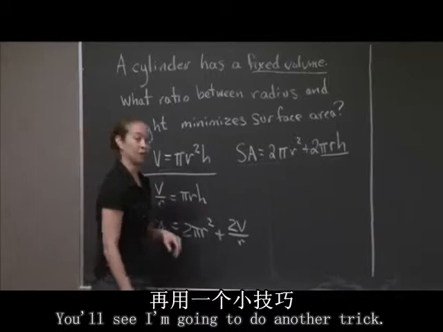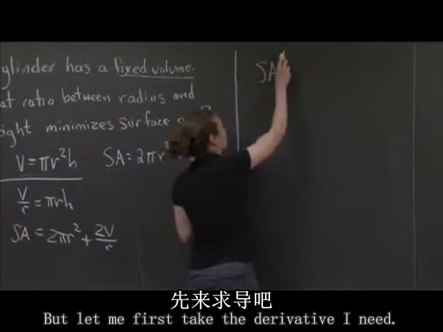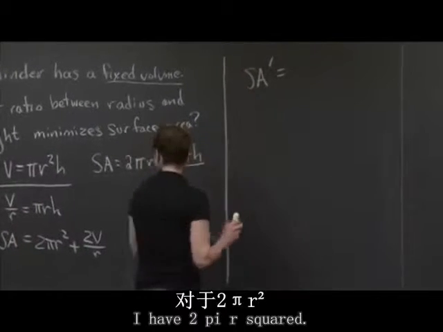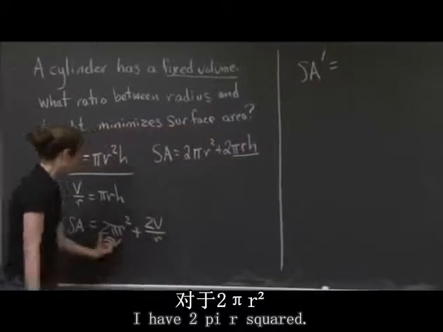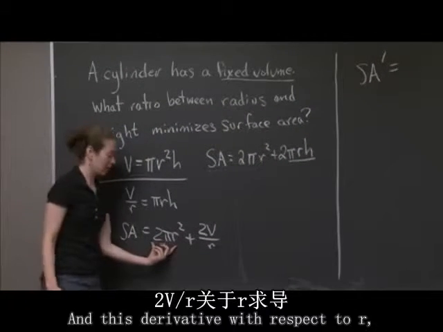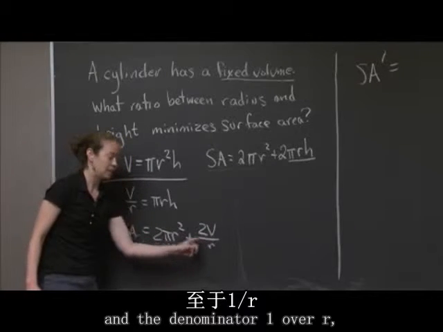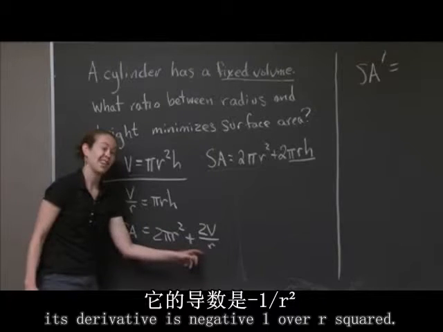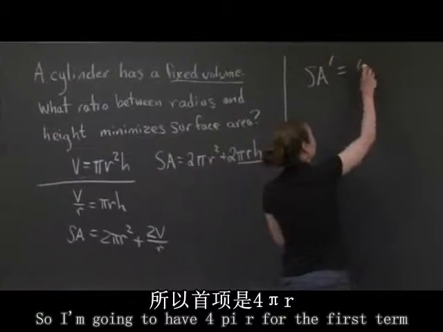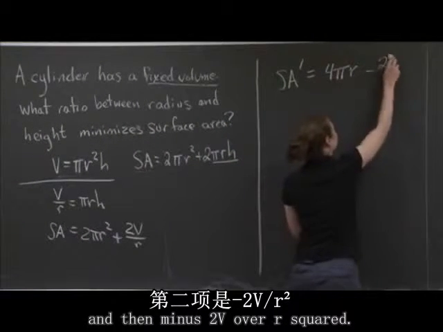You'll see I'm going to do another trick. But let me first take the derivative I need. Surface area prime, this is derivative with respect to r. I have 2 pi r squared. That derivative with respect to r is 4 pi r. And this derivative with respect to r, I'm going to keep the 2v, and the denominator, 1 over r, its derivative is negative 1 over r squared. So I'm going to have 4 pi r for the first term, and then minus 2v over r squared.